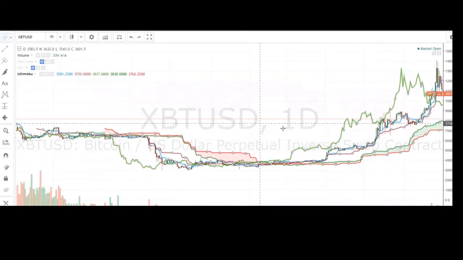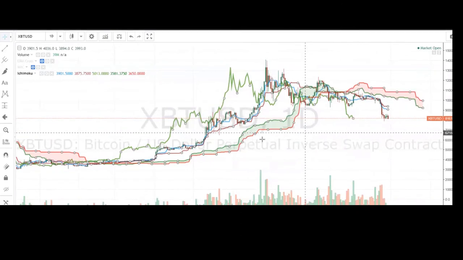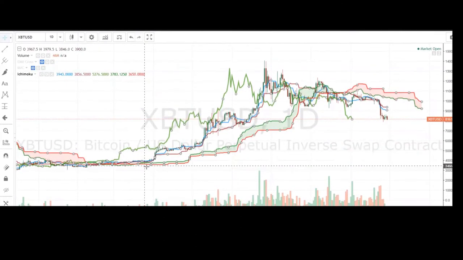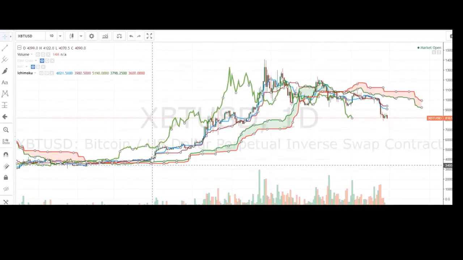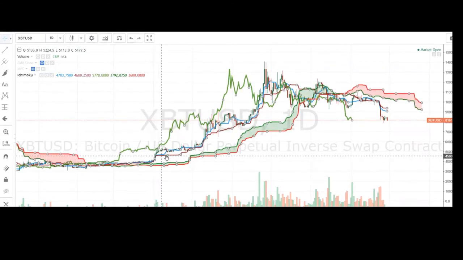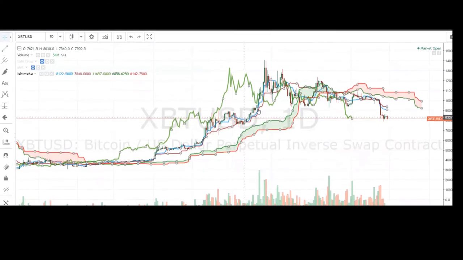This is the daily chart. Good. The daily chart, you can see from here, it has already predicted, from when the price was there, that the coin is going to go up, and you can see the price of Bitcoin going higher and higher and higher.